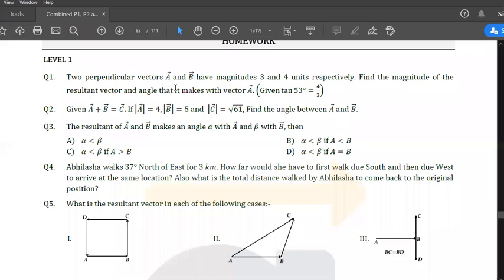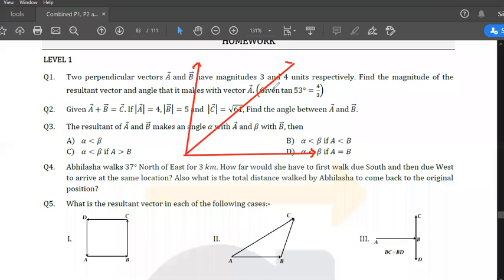Okay. So we have a question: A and B make an angle, and alpha is the angle with A of the resultant of A and B. So just imagine that we have vector A. This is vector A and this is vector B. Now suppose the resultant is this. Suppose this is your resultant.